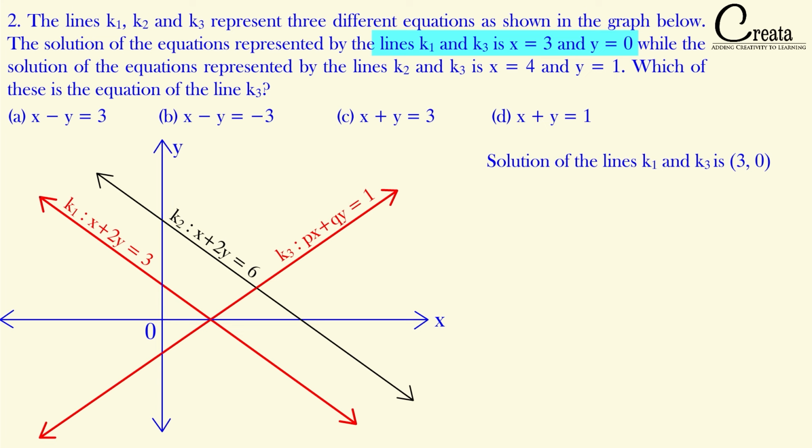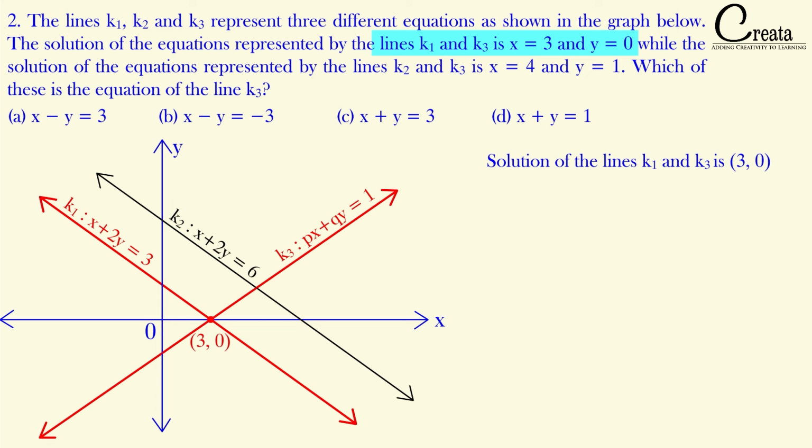(3, 0) means the x coordinate is 3 and the y coordinate is 0. So (3, 0) will be the point of intersection of the lines K1 and K3. This point is satisfying both the equations. Satisfying both the equations means if we put x is equal to 3 and y is equal to 0, the left hand side and right hand side of that equation or of that line will be equal to each other.